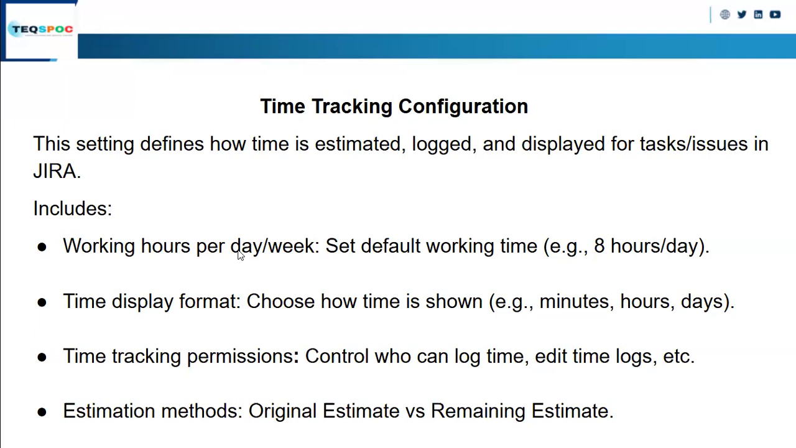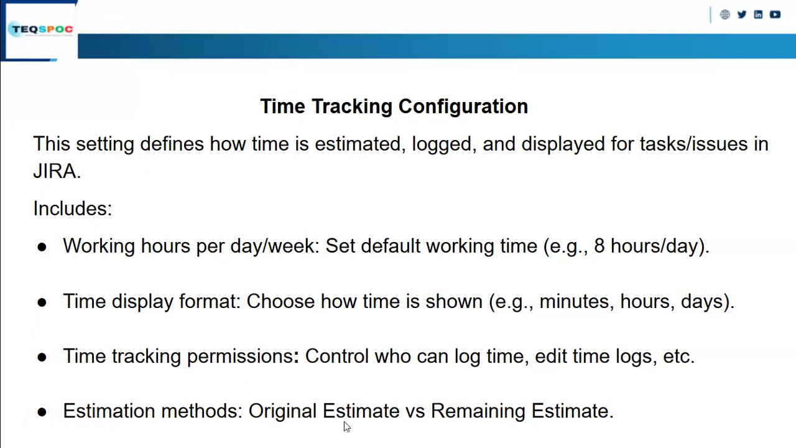So in the work log he mentions his time. He has worked 6 hours. He has worked one day. He has worked some minutes. That thing is basically time tracking. So there we get working hours per day, week, time display format, time tracking permissions, and estimation method. We will see there what is original time estimate and remaining time estimate.